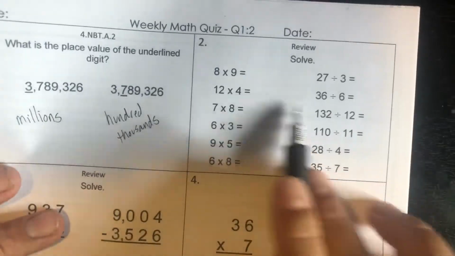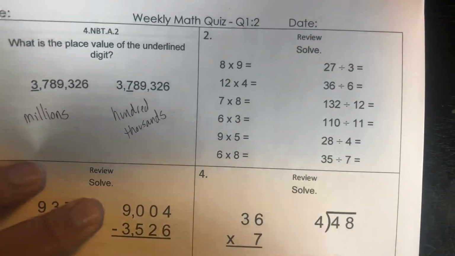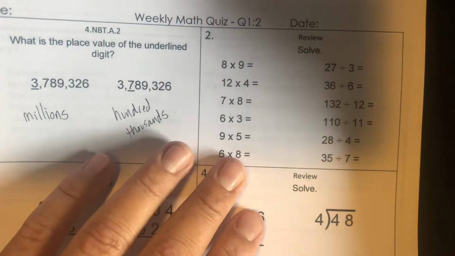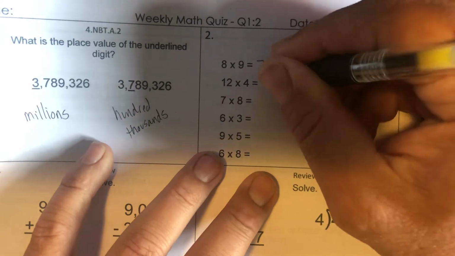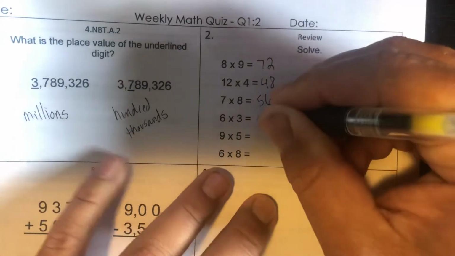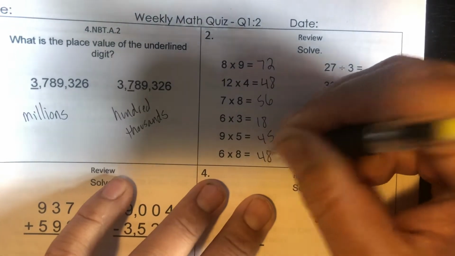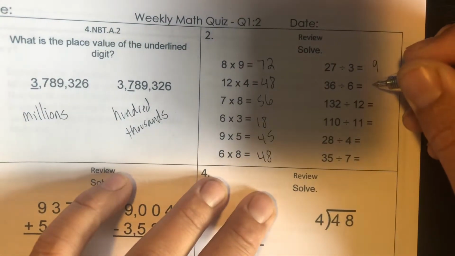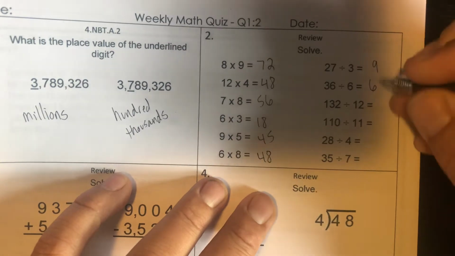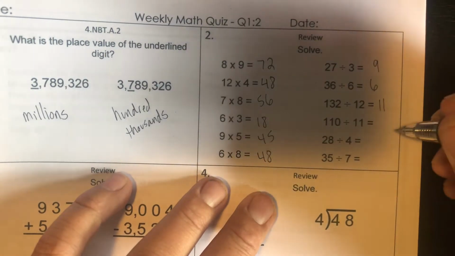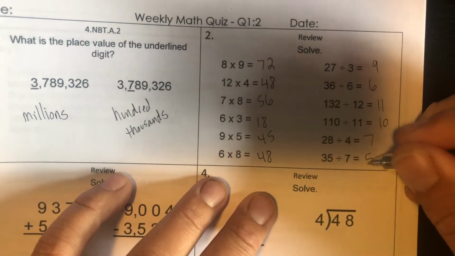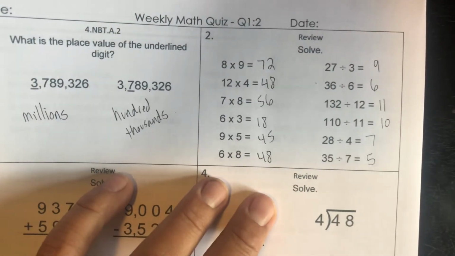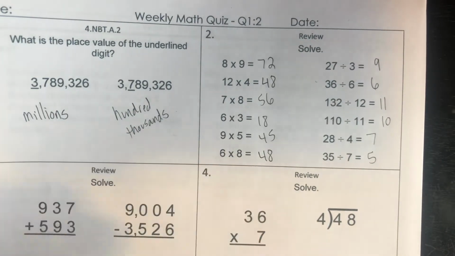For these here, you could use a multiplication or division chart. Remember, for these tests, you can use your homework to help you solve these. 56, 18, 45, 48, 9. Let's see, 6 times 6 is 36. Yes. 11 times 12 is 132. 10 times 11 is 110. 7 times 4 is 28. And 5 times 7 is 35. So if you know your multiplication facts, that'll help you with your division.